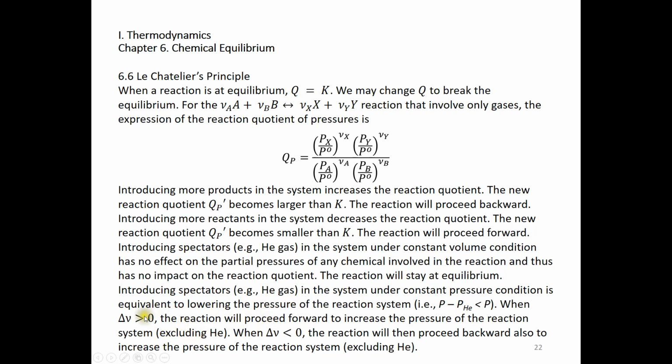All right, so if delta nu is greater than 0, that means we have more gases on the right hand side, then the reaction should proceed forward. When delta nu is less than 0, that means we have more gases on the reactant side. So in that situation, the reaction will proceed backward to bring up the sum of the partial pressures of X, Y, A, and B. All right, and that's also based on the essence of Le Chatelier's principle.